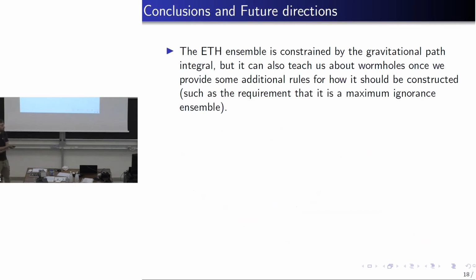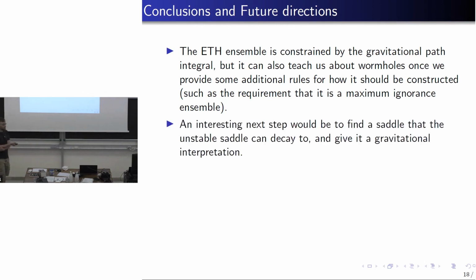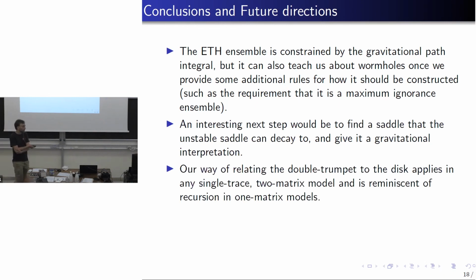Right, so the ETH ensemble is constrained by the gravitational path integral, but it can also teach us about wormholes once we provide some additional rules for how this ensemble should be constructed, such as the requirement that it's a maximum ignorance ensemble. As mentioned, we want to find where this unstable saddle goes and give it a gravitational interpretation. I should also add that our way of relating the double trumpet to the disk would apply in principle to any single trace two matrix model. We know in one matrix models you can relate correlators using recursion, so maybe there's some more interesting structure that remains to be discovered here, and we're just seeing a glimpse of it. I'm not sure.